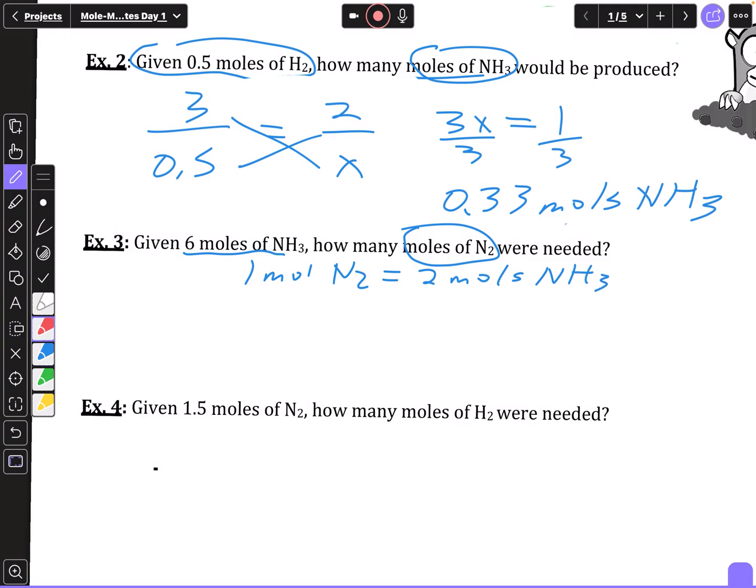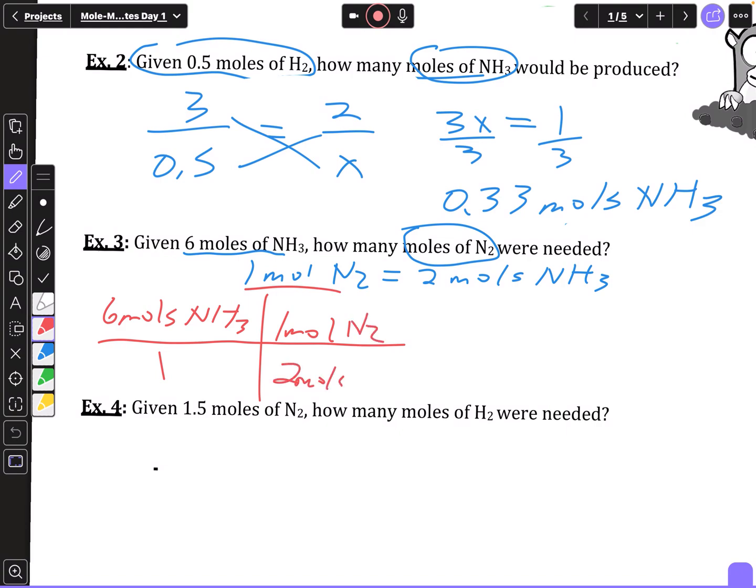What I'm starting off with, what I'm given, is 6 moles of NH3. And I want to go to moles of N2. So put that over 1. Whatever I'm going to is what goes on top. Moles of N2, so I'm going to put the 1 mole of N2 on top. I want to put the 2 moles of NH3 on bottom.